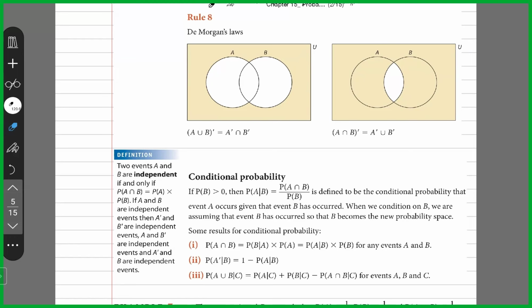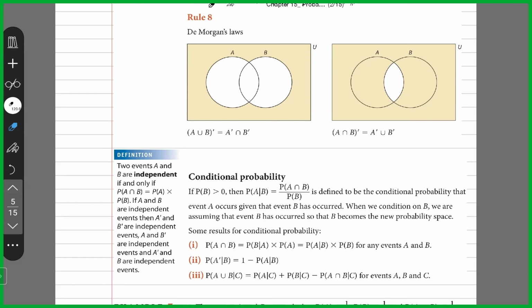A union B complement is equal to A complement intersect B complement. You should have remembered this from set notation from CSEC. A intersect B complement is equal to A complement union B complement. The shaded region in your diagram is A union B complement, which is the same as A complement intersect B complement. The other shaded region is A intersect B complement or A complement union B complement.